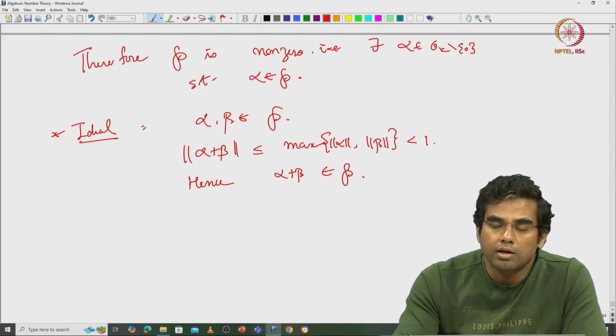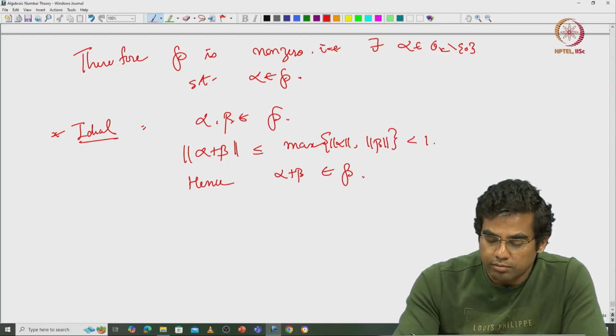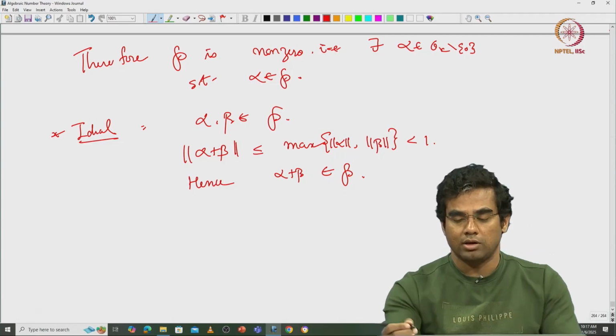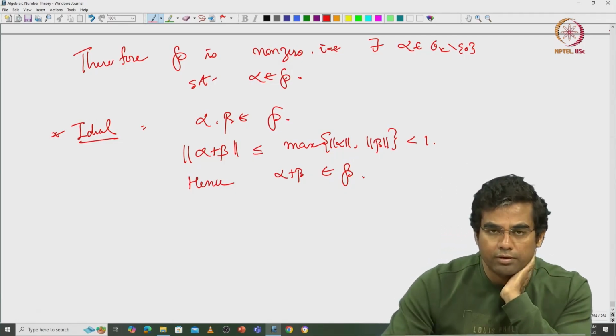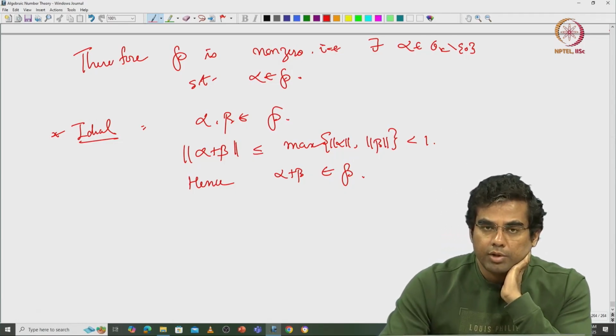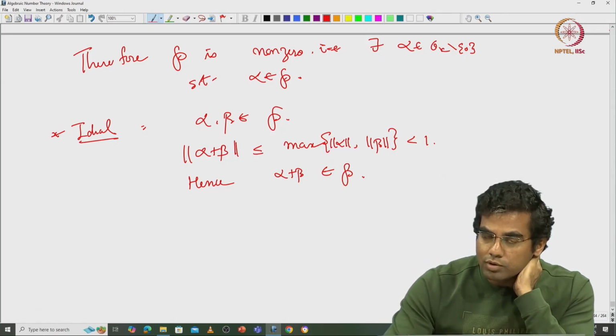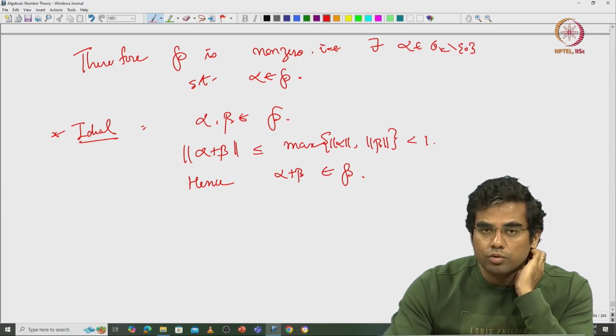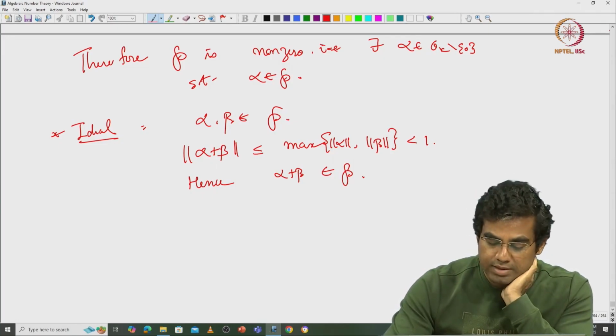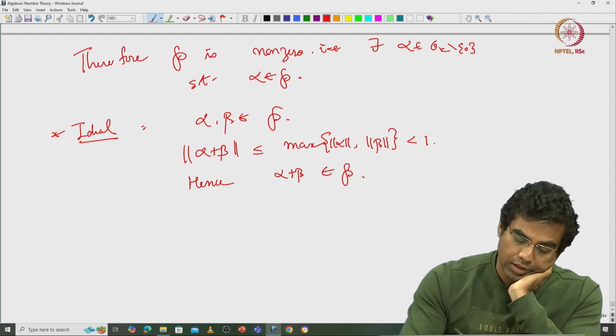This is why getting a prime ideal using this inequality works only for a non-Archimedean metric, whenever you have the stronger triangle inequality. If you just have the regular triangle inequality, you will not be able to say that valuation of alpha plus beta is less than 1. So, that is one property.